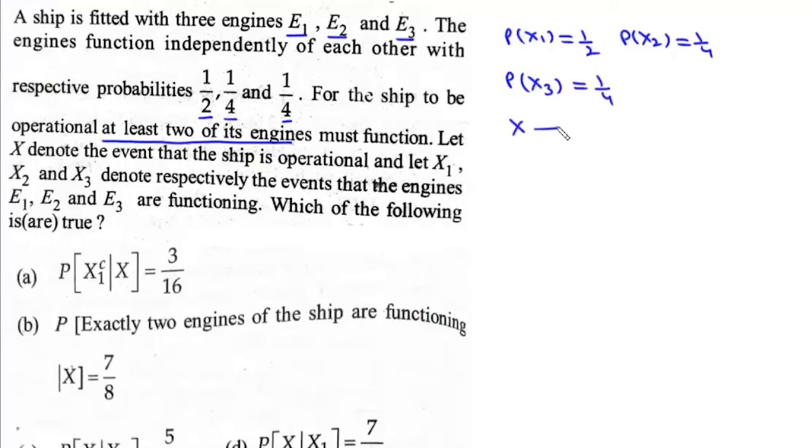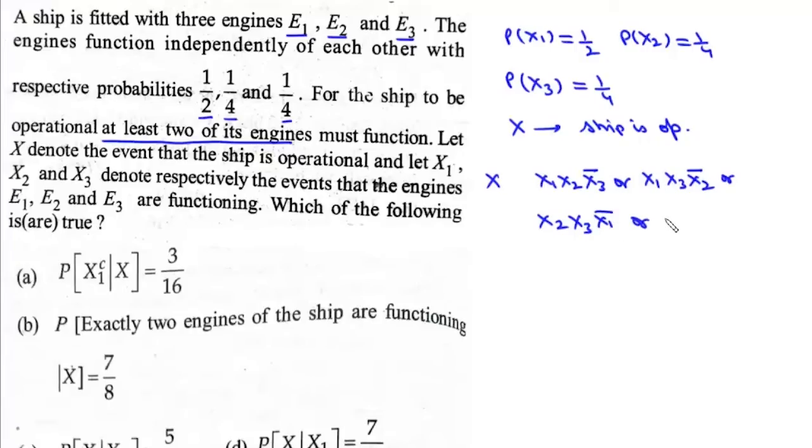Now X is the event that the ship is operational. Now the ship is going to be operational if at least 2 of the engines are functioning. So it could be either X1, X2 but not X3, or X1, X3 but not X2, or X2, X3 but not X1, or all 3 of them are functioning, X1, X2 and X3.